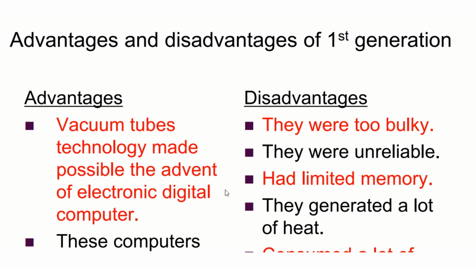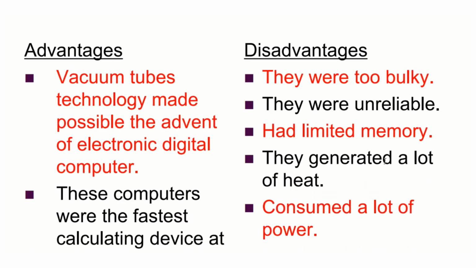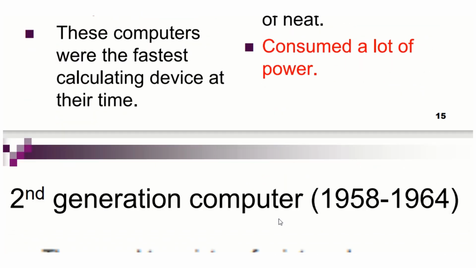Let's look at the disadvantages of the first generation computer. The first disadvantage is that they were too bulky. Another disadvantage is that they were unreliable. The third disadvantage is that they had limited memory capacity. The next disadvantage is that they generated a lot of heat. This made these computers often break down. And the last disadvantage is that they consumed a lot of power.